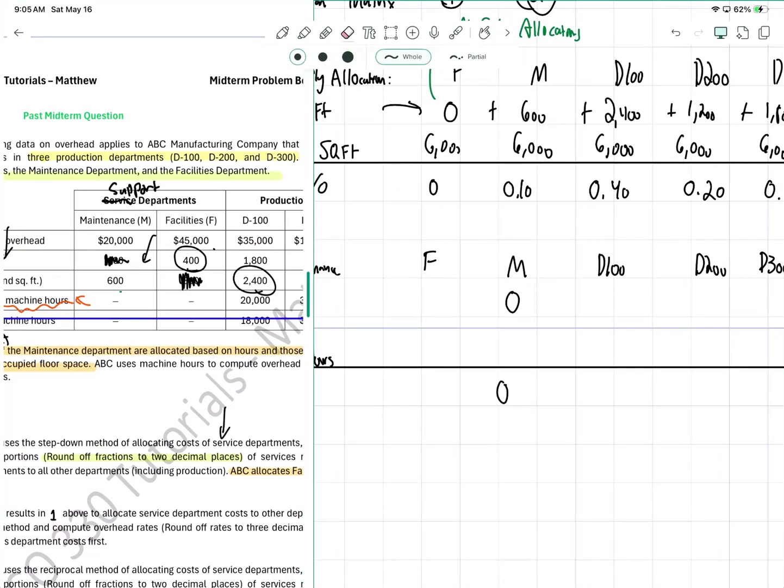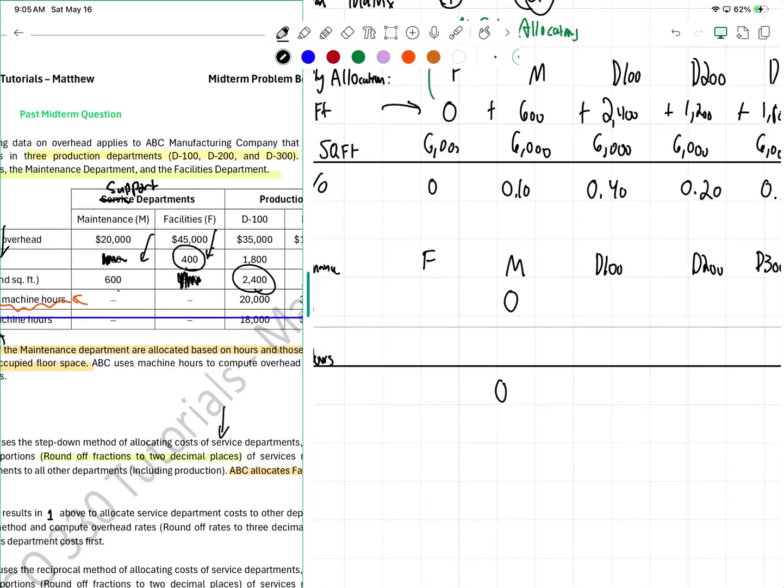In the step-down method, you're going down the staircase. So facilities is first. They allocate to maintenance. You don't go up the stairs. That's what people who work hard do. We go down the stairs. We fall down the stairs. We're not going up these stairs. Too much work. We'll take an elevator. Needless to say, you don't allocate backwards. You allocate left to right on the board. So even though facilities gets 400 hours from maintenance, that's not what the step-down method does.